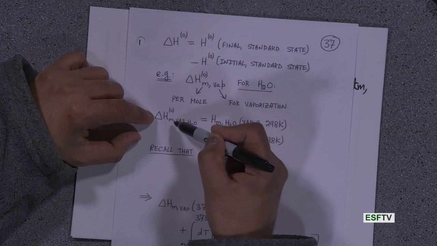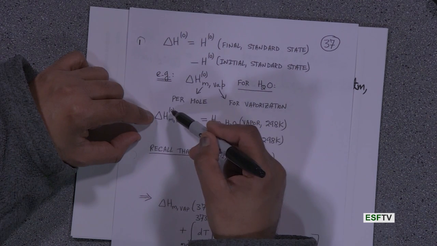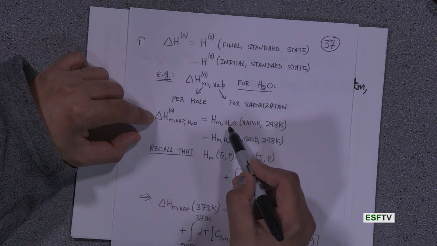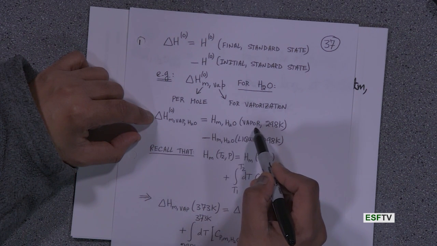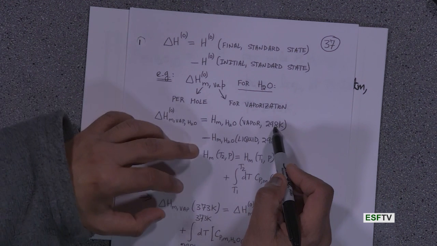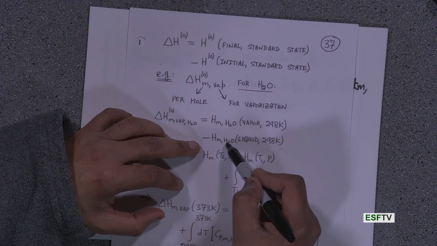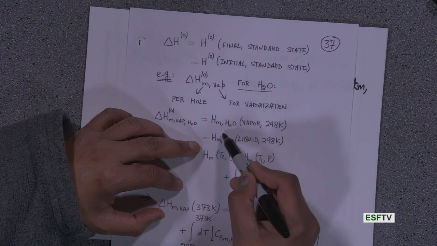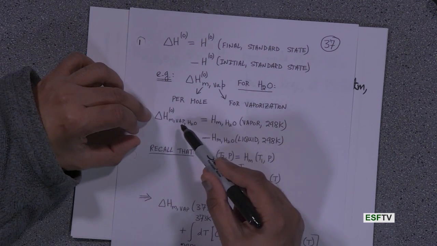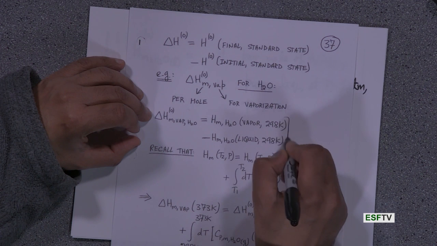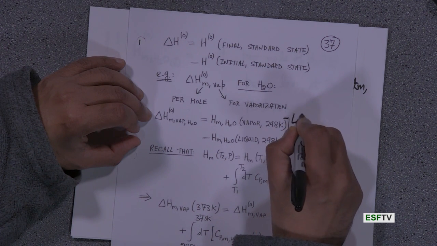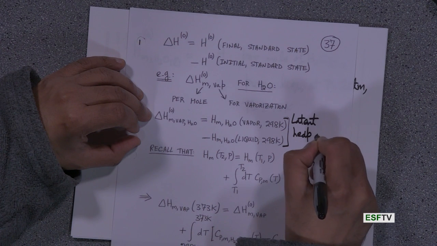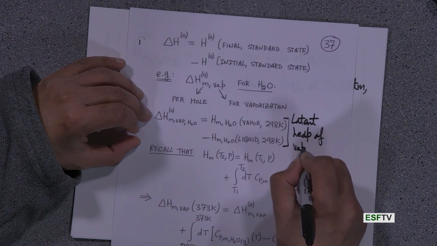So delta H per mole vaporization of water under standard conditions is the enthalpy per mole for water in the vapor phase at 298 Kelvin minus the enthalpy per mole of water in the liquid phase at 298 Kelvin. So this change in enthalpies is the delta H of vaporization, also known as the latent heat of vaporization.